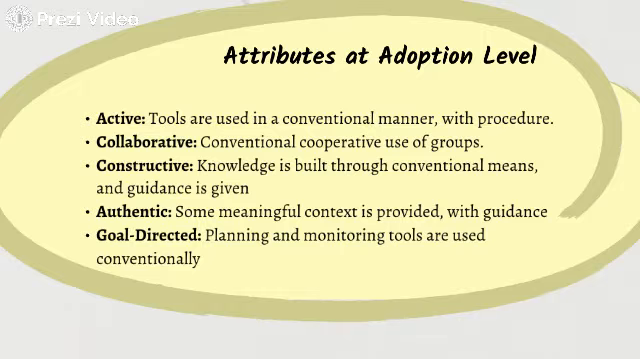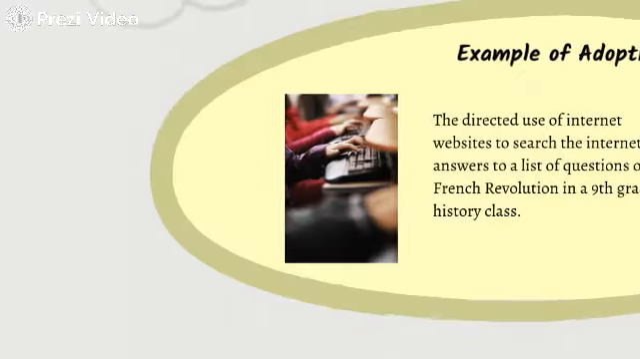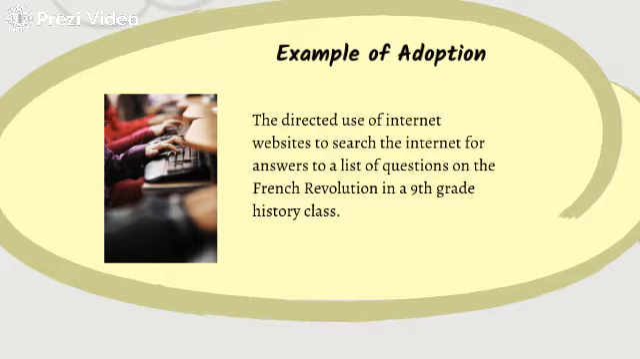Context and planning are still controlled by the teacher, as are the kind of technology tools used, but some collaboration is occurring in the form of cooperative groups, or groups whose members are assigned specific roles, and students are now able to use the technology themselves. One example can be the directed use of internet websites to search the internet for answers to a list of questions on the French Revolution in a 9th grade history class.